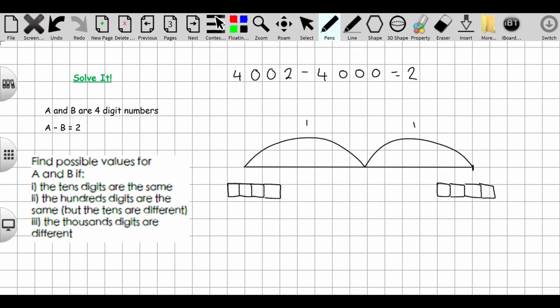So don't be frightened by this. This is something called algebra. Nothing to get worried about. A is simply a 4-digit number. B is simply a 4-digit number. Okay, don't be confused. Now let's try it if the tens digits are the same.